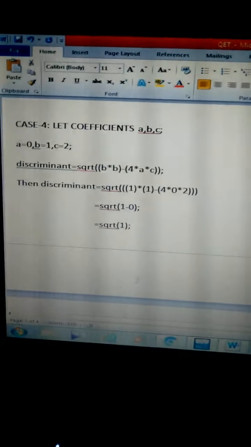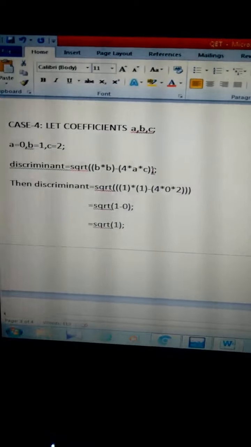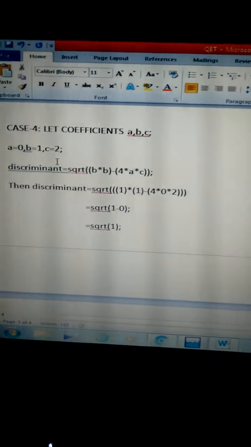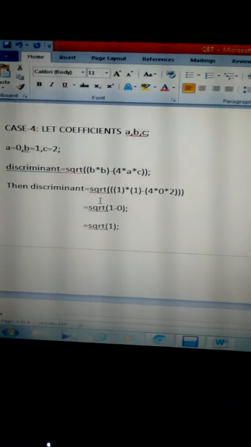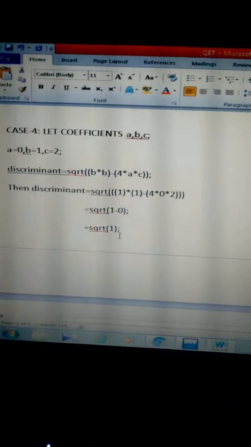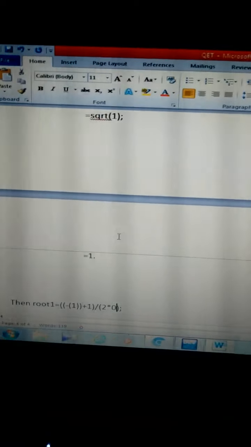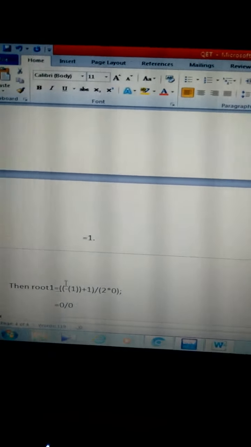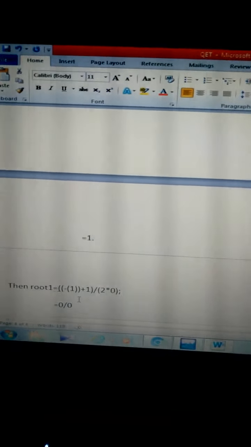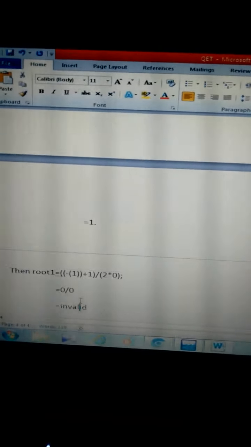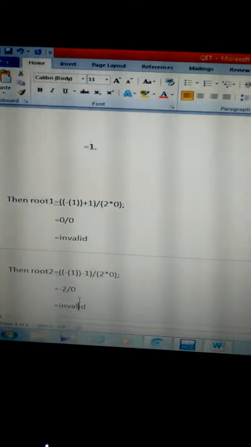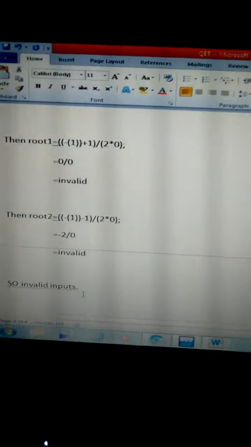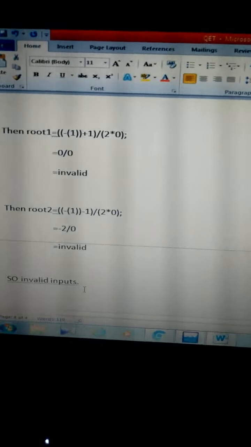Here let the coefficients be a, b, c and values 0, 1, 2 respectively. Calculate the value of discriminant here; it becomes 1. Then calculate root 1 and root 2. These are invalid values we get. So for invalid inputs, a should not be equal to 0.